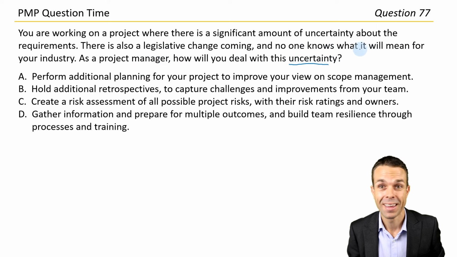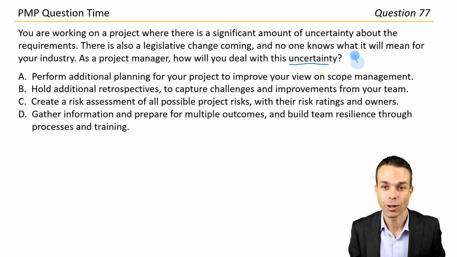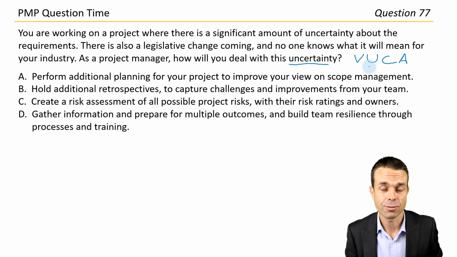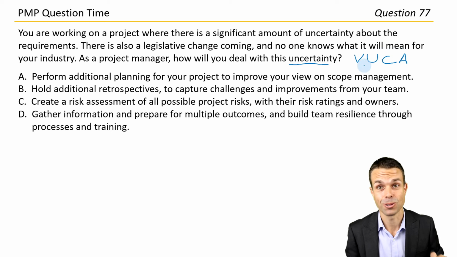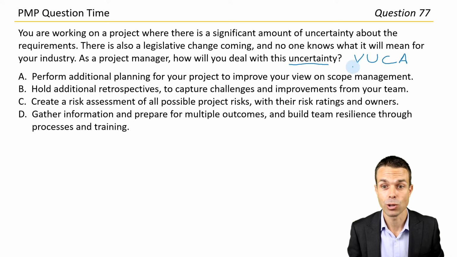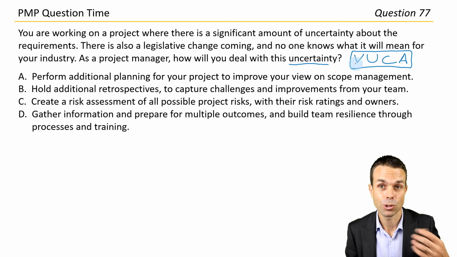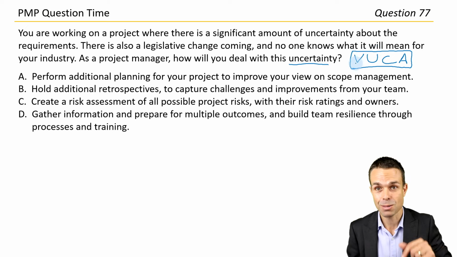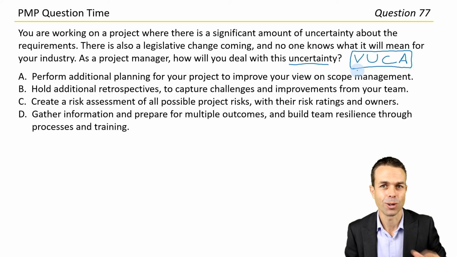Oh, this is good. And we've looked at this before, where we've got volatility, uncertainty, complexity, and ambiguity. And there are different ways of dealing with this. The PMBOK Guide actually goes into this in a fair amount of detail, probably because projects have a lot of all of these things. And that's what makes them so difficult to deal with and why we need this toolkit to deal with them. So it's actually pretty cool. Let's see if we've got any good options here.